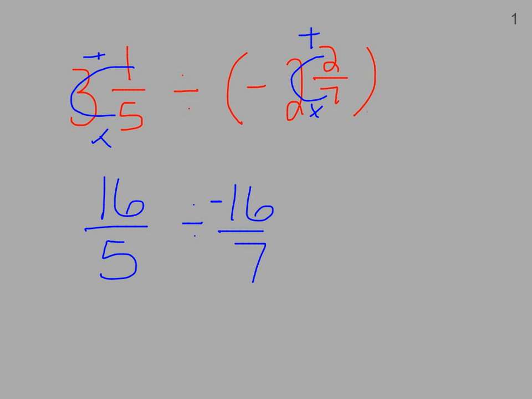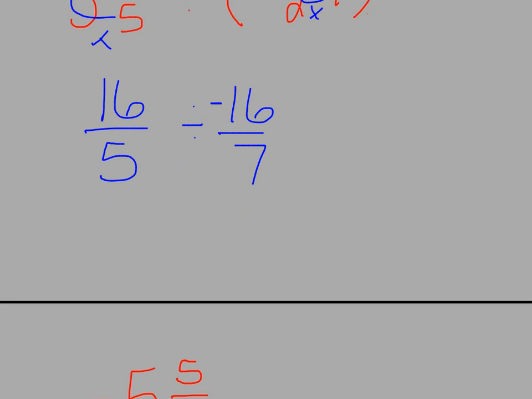And then, so now what I do, the next step would be to change the division to multiplication and flip the second fraction. So now we'd have 7 over 16, and it's still negative. This whole thing is negative. It doesn't matter where the negative is. So I'm going to write it like this. Negative 7 over 16. Now the last step is to cancel where you can.